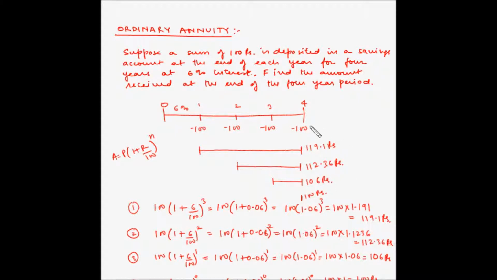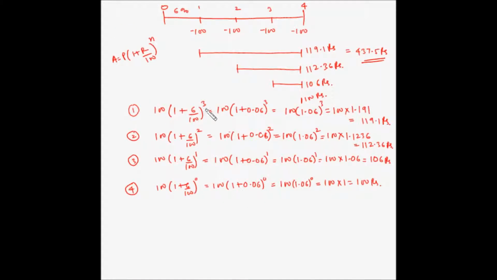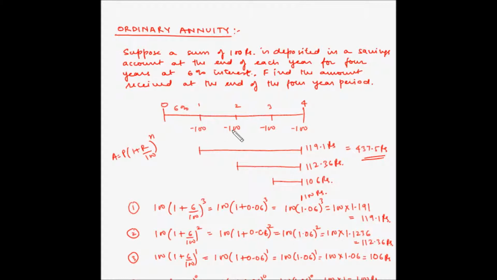So at the end of 4 years, the amount of money received will be the total of all of these, which is equal to 437.5 rupees. So basically how we got this was by calculating the compound interest on each of the investments for this annuity.